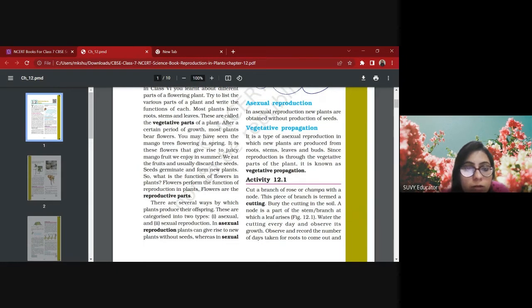So, what is there in your book? Most plants have roots, stems, and leaves. These are called the vegetative parts. Which parts of the tree are known as vegetative parts? The roots, stems, and leaves. These parts are known as the aerial parts of the plant. That is the vegetative part. After a certain period of growth, most plants bear flowers.